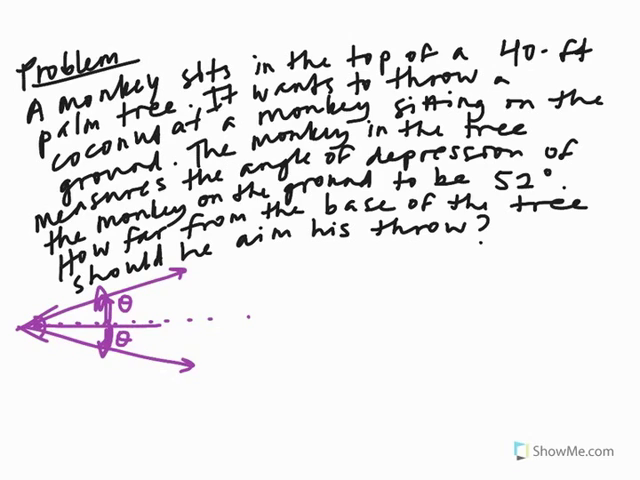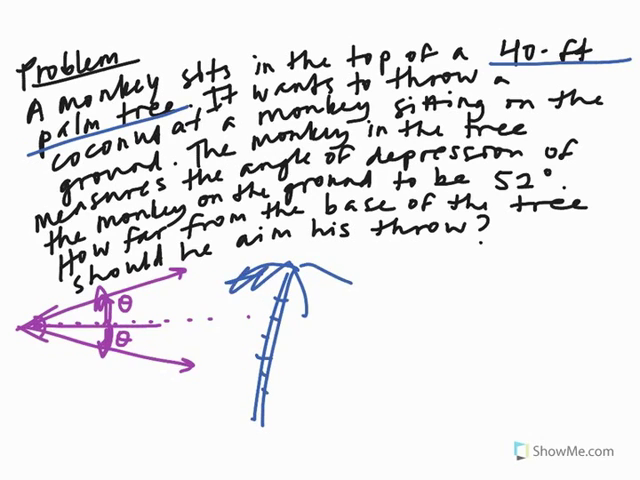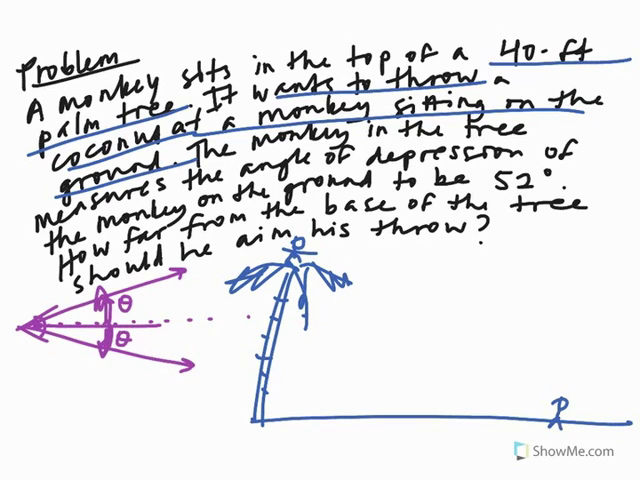Here we go. A monkey sits in the top of a 40-foot palm tree. Alright, so let's draw a palm tree. There we go. Okay, and we have Mr. Monkey somewhere on the top of that palm tree. Now, this monkey wants to throw a coconut at a monkey sitting on the ground. Alright, so here's the ground. Here's another monkey that is on the ground.